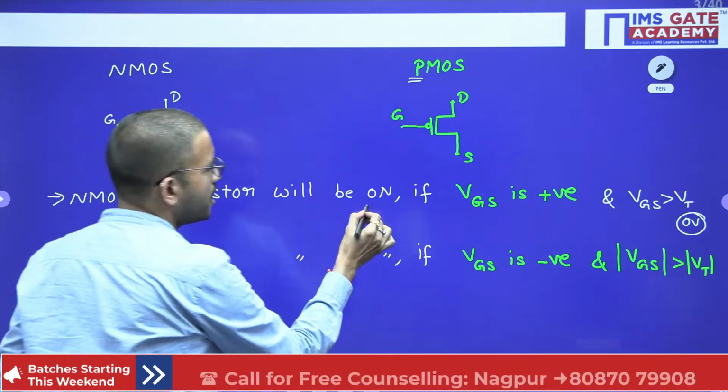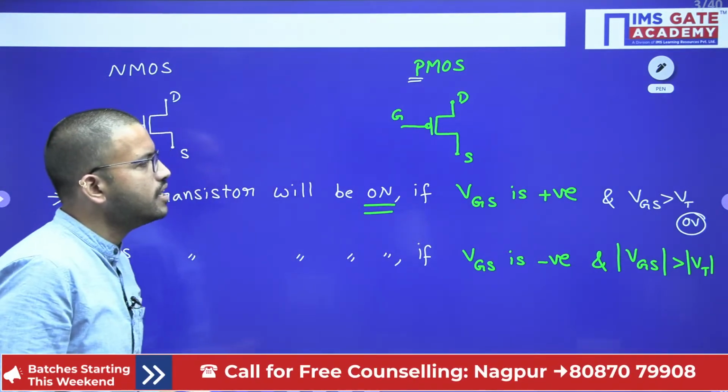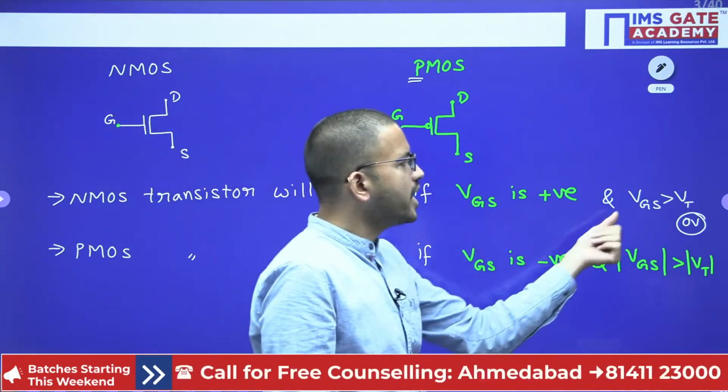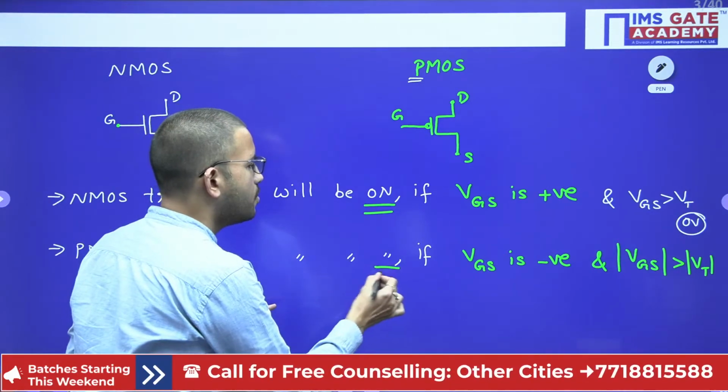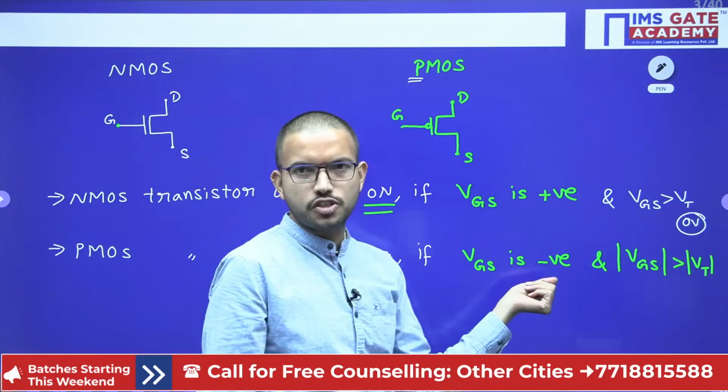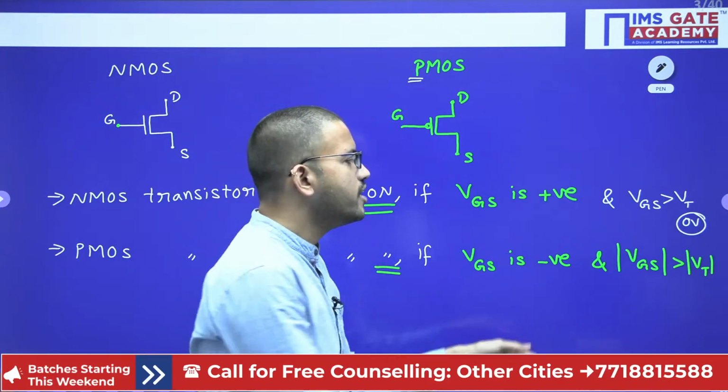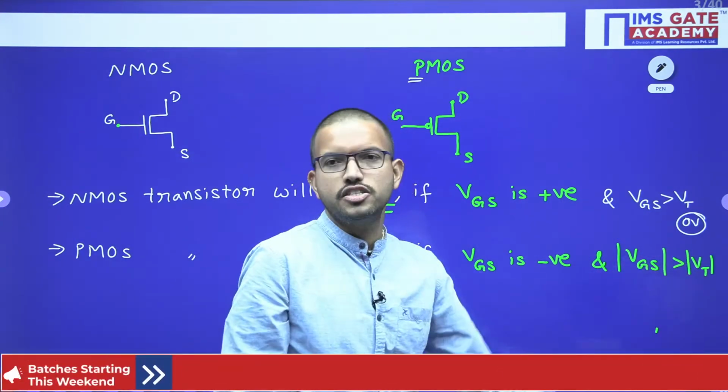It is very simple. An NMOS transistor will be on if VGS is positive, that is, VGS is greater than 0. Whereas a PMOS transistor will be on if VGS is less than 0, and when you take the modulus, it is greater than 0. Simple.